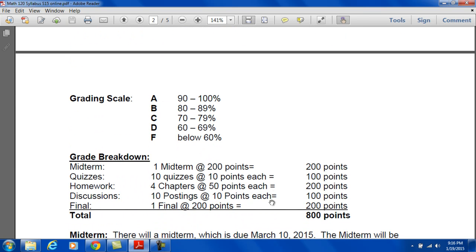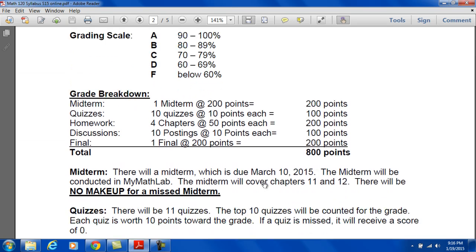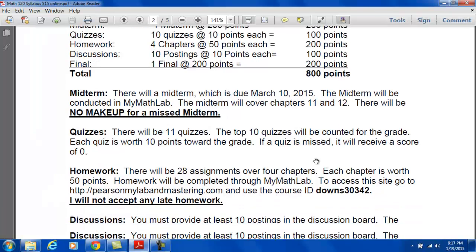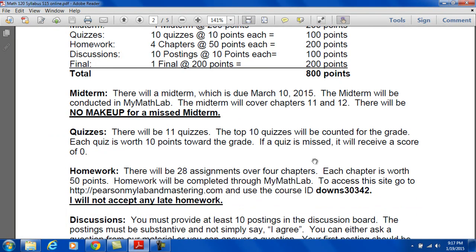There's a grading scale, A, B, C, D, F, pretty standard there. So you get a midterm, 200 points, 10 quizzes of 10 points each. There are 11 quizzes with the top 10 counting for the grade. 4 chapters of homework at 50 points each, and 10 postings on the discussion boards at 10 points each. One final, 200 points, so that's going to be 200, 300, 500, 600, 800 points. Look at that. So the midterm is going to be due on March 10th, and we'll cover chapters 11 and 12. You'll do it in My Math Lab.